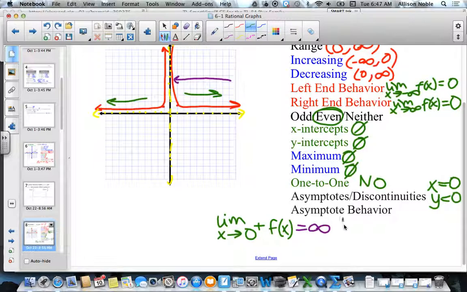And then the limit of f of x as x approaches 0 from the left, so as we're coming to 0 from the left, that part of our graph is also going to positive infinity. So this is also equal to positive infinity. So those are our asymptote behavior, which is similar to end behavior, but it's approaching a specific value rather than positive or negative infinity.